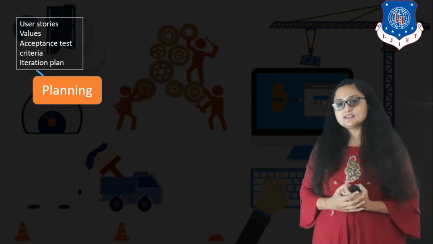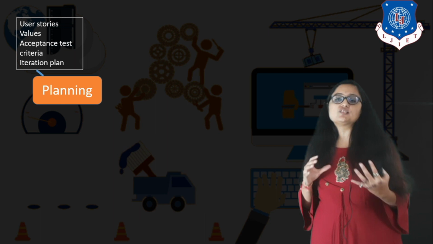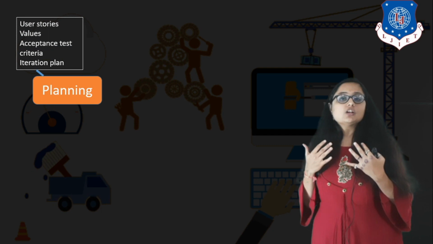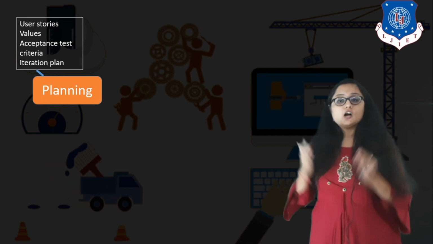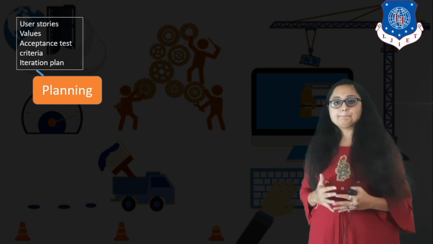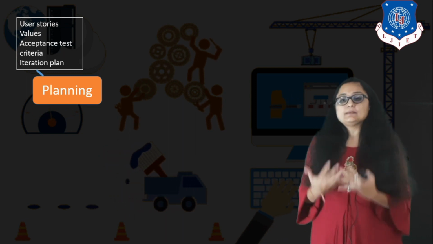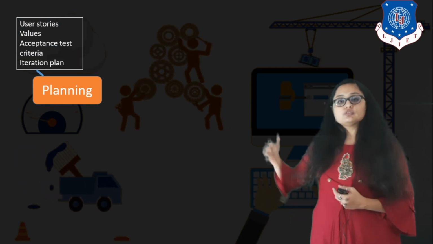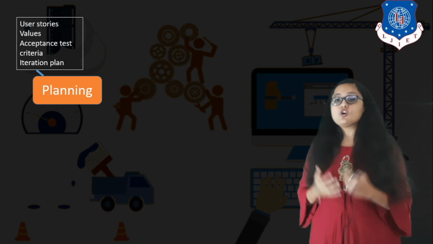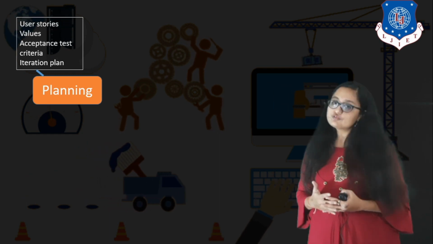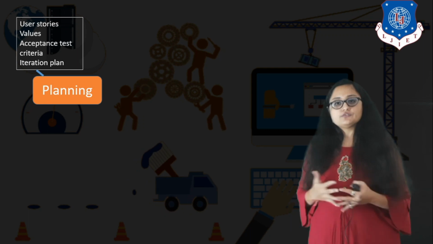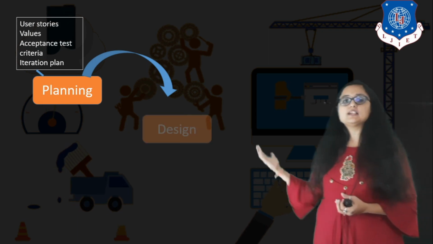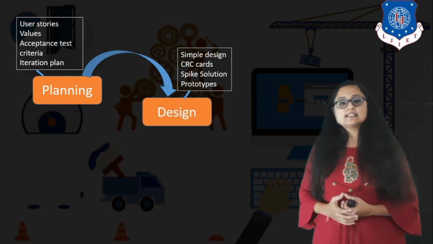Next, acceptance test criteria. What do you mean by acceptance test criteria? It is analyzed in the planning phase, wherein you develop criteria for how the operational software will be tested, that is, how the acceptance test will be performed on that particular user story. So all these things are done in the planning phase. Obviously the budget and schedule are also decided in the planning phase for the first release of operational software.